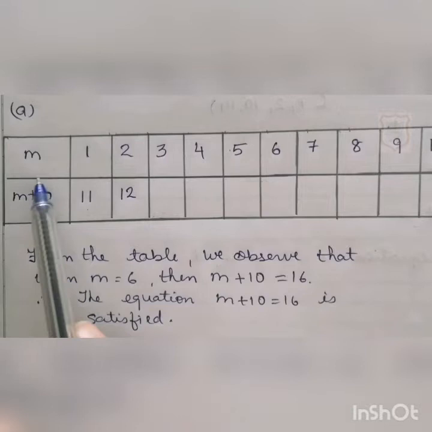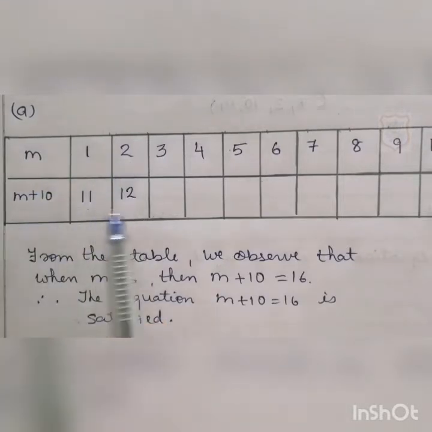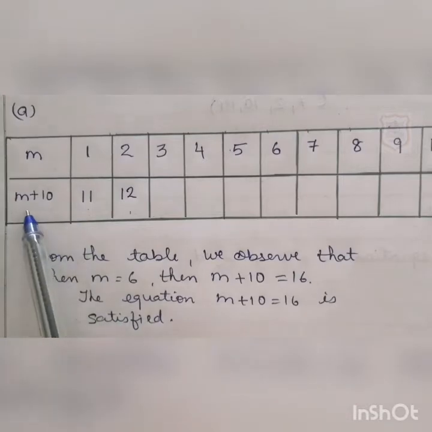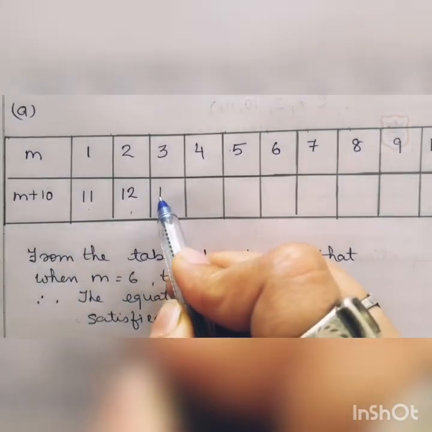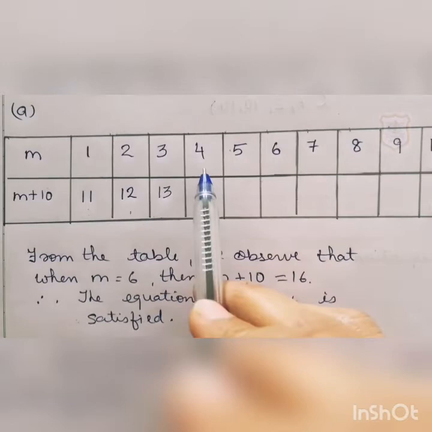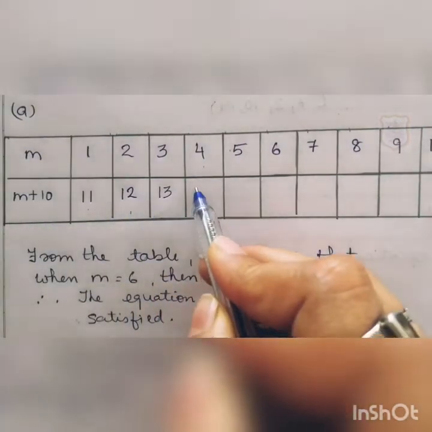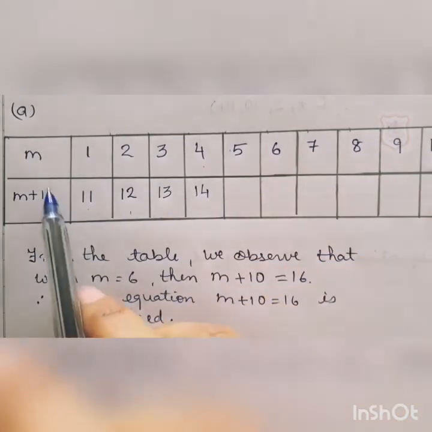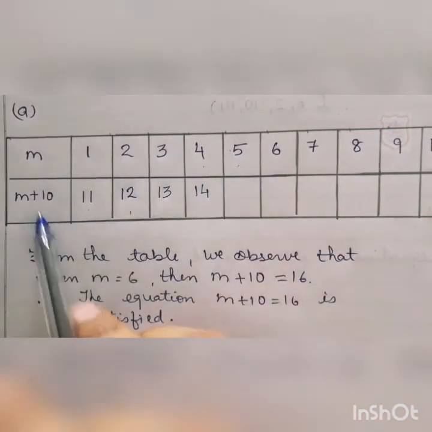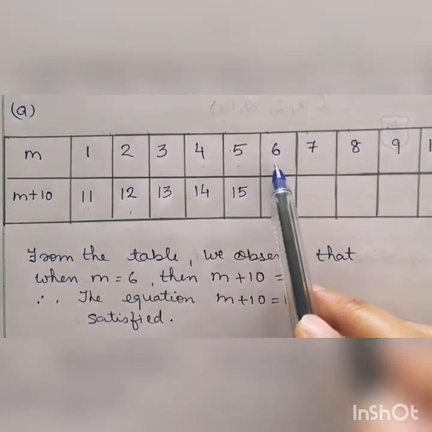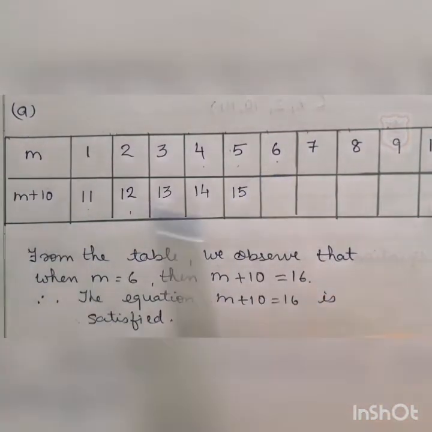In the same way, for m is equal to 3, we'll write 3 plus 10, that is 13. So we'll write 13 in this box. Now when m is 4, so 4 plus 10 we get 14. So we'll write 14. So for m is 5, 5 plus 10, that is 15. And when m is 6, 6 plus 10, that is 16.